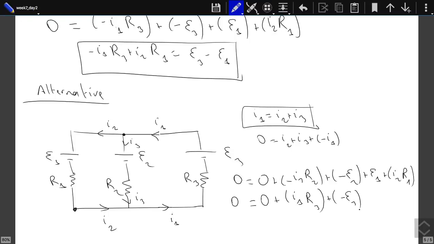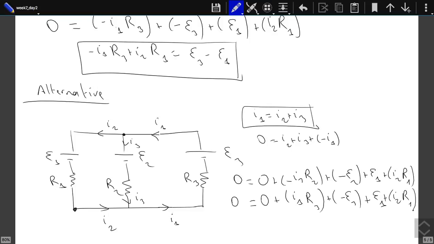is it minus or plus epsilon 1? Well, we go from the positive terminal of the battery to the negative terminal of the battery, so the potential drops. So the potential drop is just epsilon 1. And from this point to this point, the potential drop is I2 times R1, so it's plus I2 times R1.